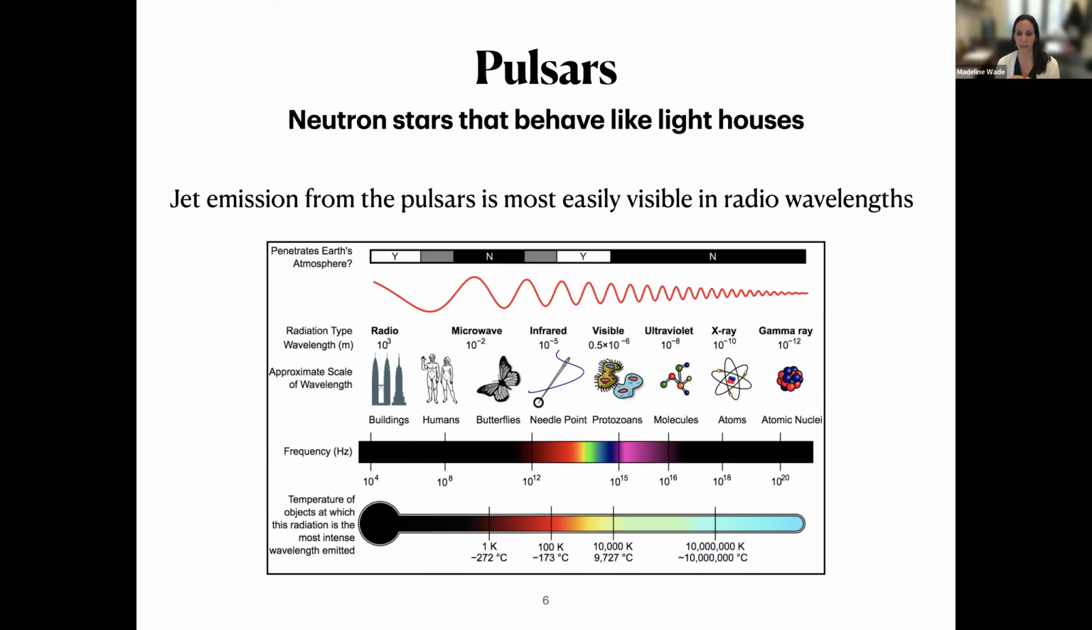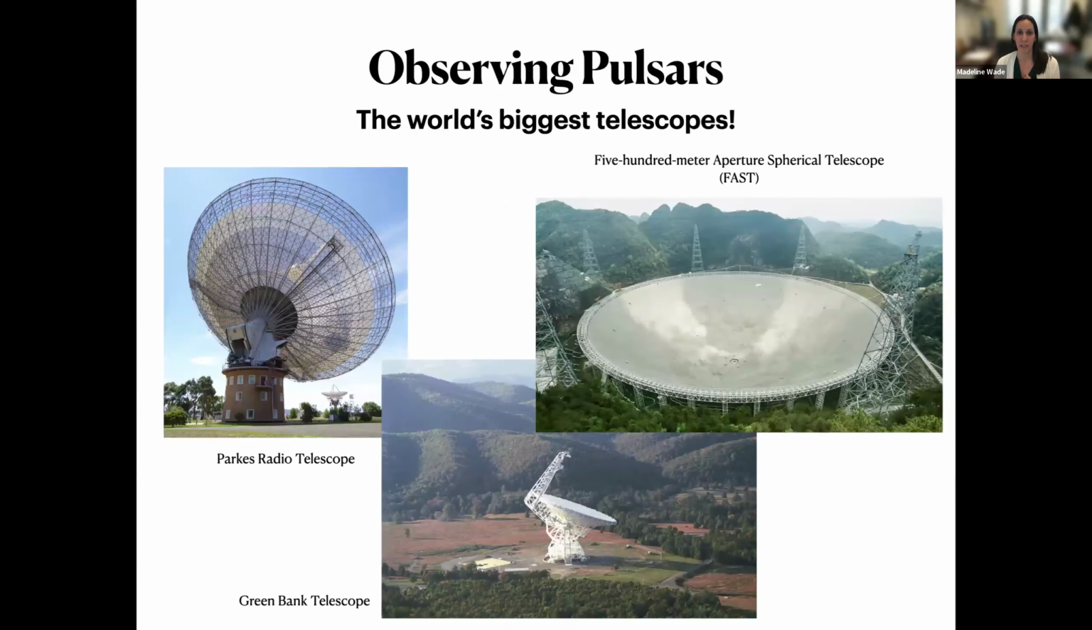So this is light where, if visible light, the wavelength of light, so like the distance between the peaks of the light waves, is something like 10 to the minus 6 meters. Which is maybe like protozoan scale, according to this figure. The wavelength for radio waves is like 10 to the 3 meters, so like building-sized waves of light. These are not light that you can see with your eyes, but it is light that we can observe with the appropriate telescopes.